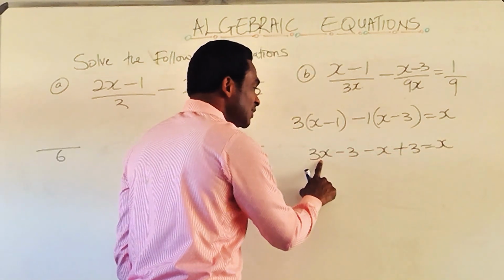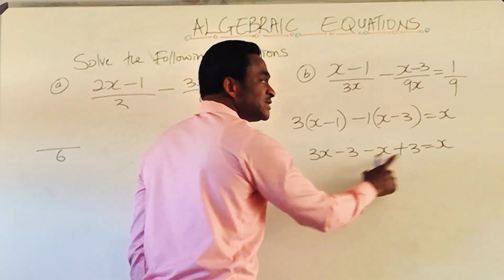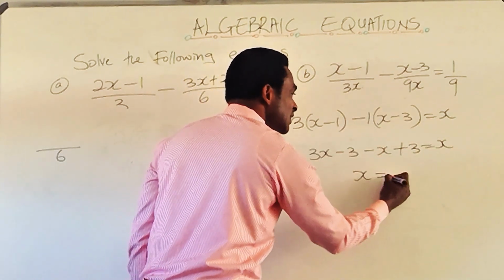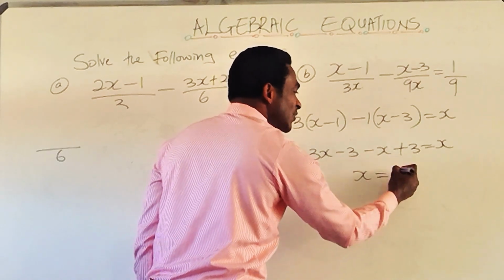Let's calculate it. 3x minus x is 2x. x crossing over becomes minus. 2x minus x is x. And I have negative 3 plus 3 is 0. So in this case, x is 0.